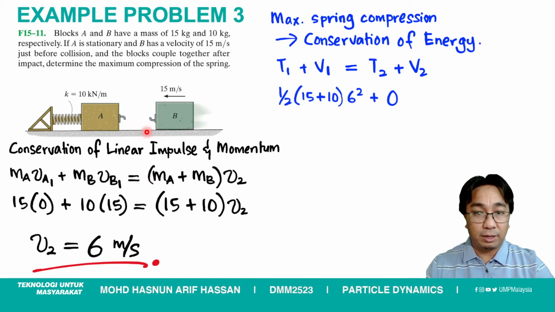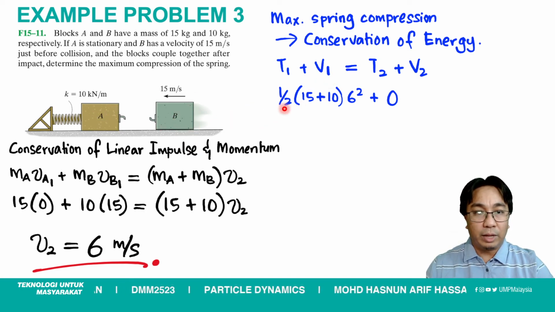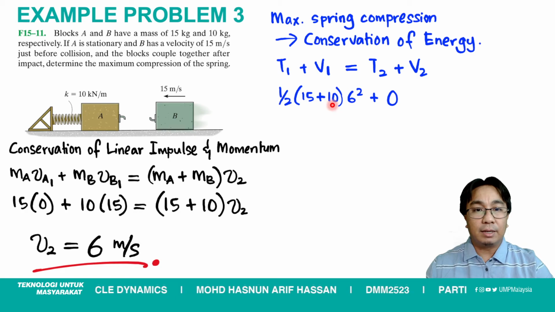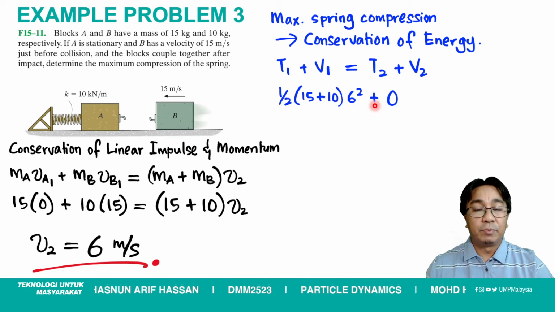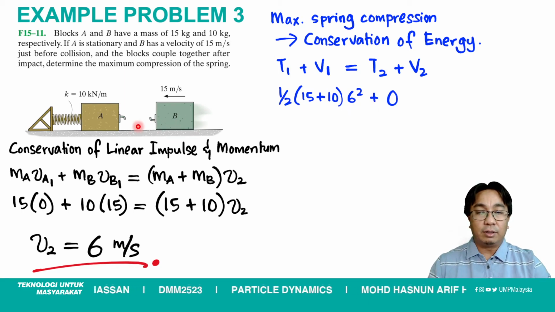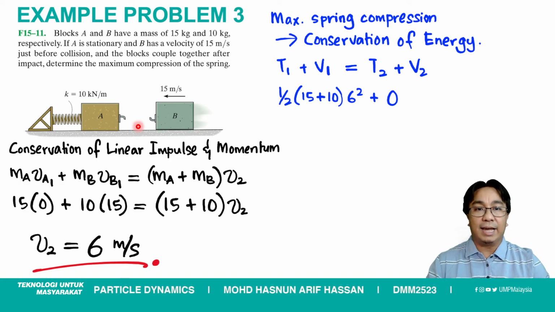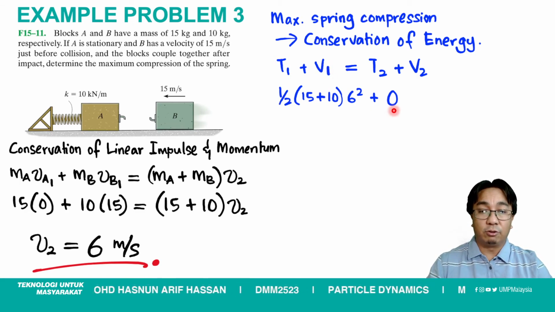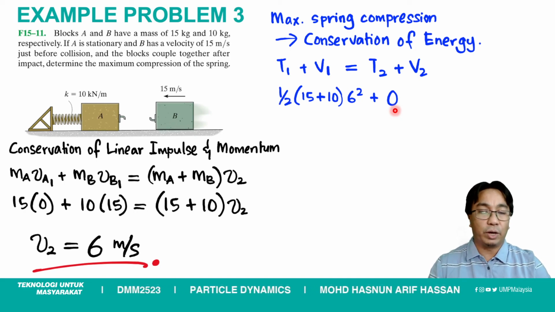So T1 for both blocks. Now we are talking about both blocks. They are going to stick together. So 1 over 2 m, where m is now the total mass of A and B, 15 plus 10, times the velocity that we have just calculated, which is 6 squared. And immediately after the impact, the spring has not been compressed yet. So V1, the initial elastic potential energy, is equal to 0 because there is no s, no compression yet. s equals 0. So half k s squared with s equals 0, V1 will be equal to 0.